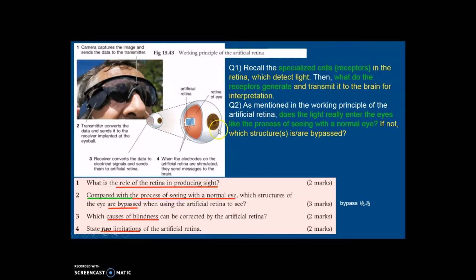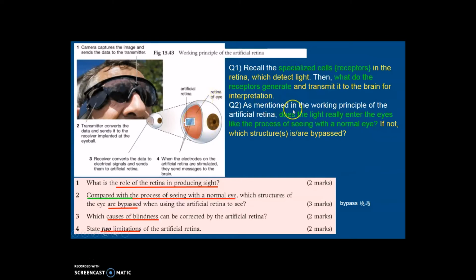Somehow in normal eyesight, the light rays need to pass through the lens and the pupil, and then will be focused on the retina. Then the light will stimulate the receptors on the retina and generate a nerve impulse, right?